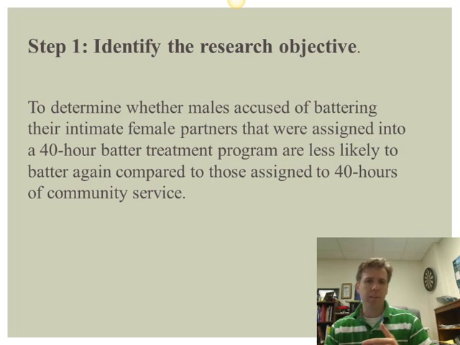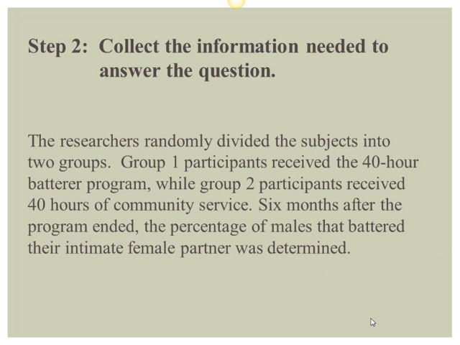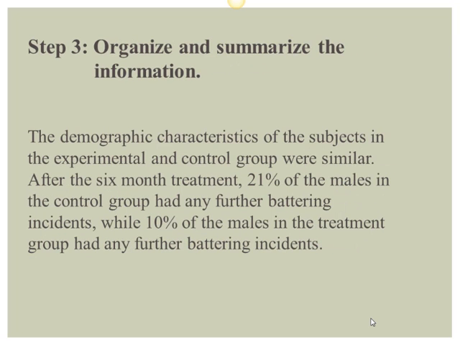Okay, go back and look at step 2 and see if you can identify it. I don't have these sliding in exactly like I want. So collect the information needed to answer the question. The researchers randomly divided the subjects into 2 groups, right? Group 1, participants received the 40-hour batterer program. Group 2 received the community service. 6 months after the program ended, the percentage of males who battered their intimate female partners was determined.